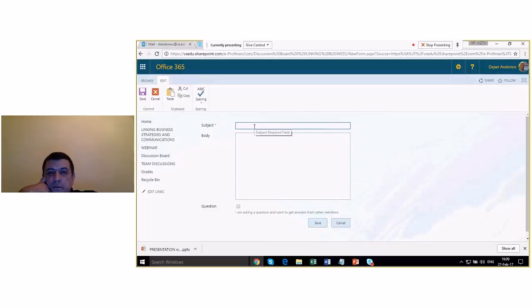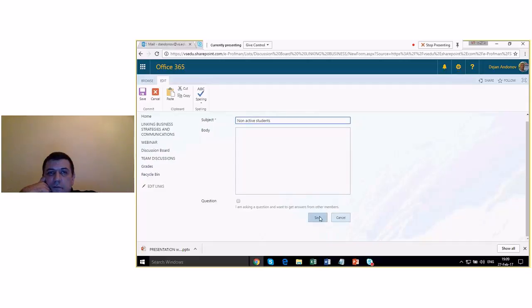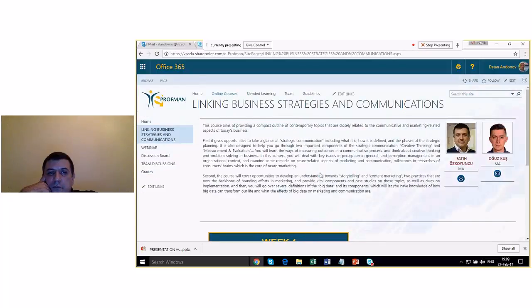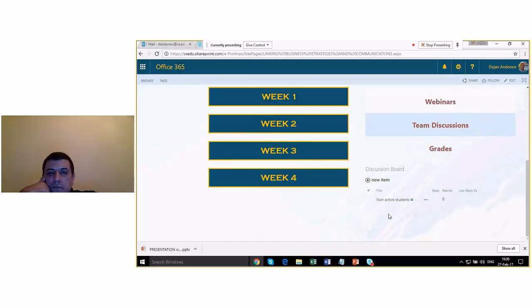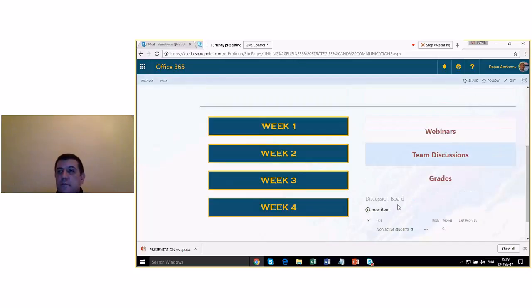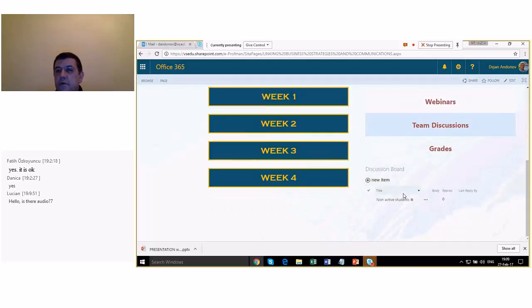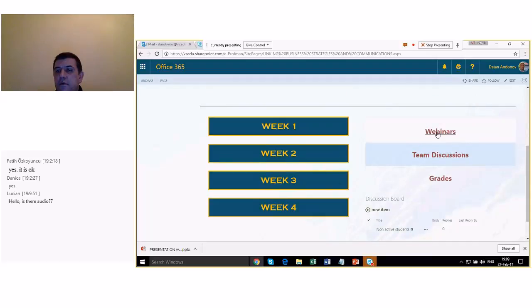So on the discussion board, for example, you can ask, I don't know, you have some problem with your team. Not all members are active here, so you can inform us that in your team there are non-active students, and you are only 2 members of 6 members of the team. So what should be done? The professors will answer you whether you will be moved to some other team or what kind of solution they will find.